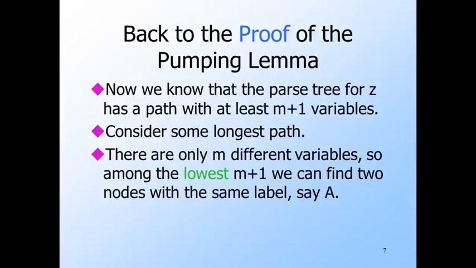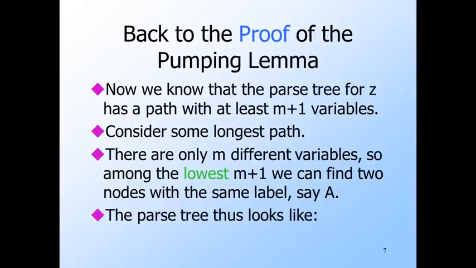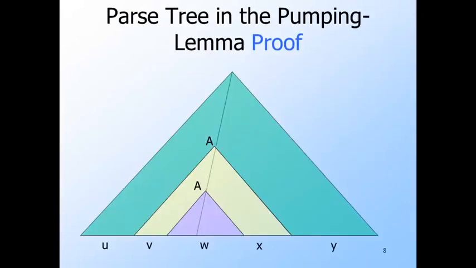In fact, to make sure we pump short pieces, let's look only at the bottommost n plus 1 variables along this path, which could be much longer than n plus 1, and we know that two of them must be the same. On the next slide, we'll see what the parse tree must look like. Here's a picture of the parse tree for z. We've shown the path we've focused on and the lowest repeating variables along that path.